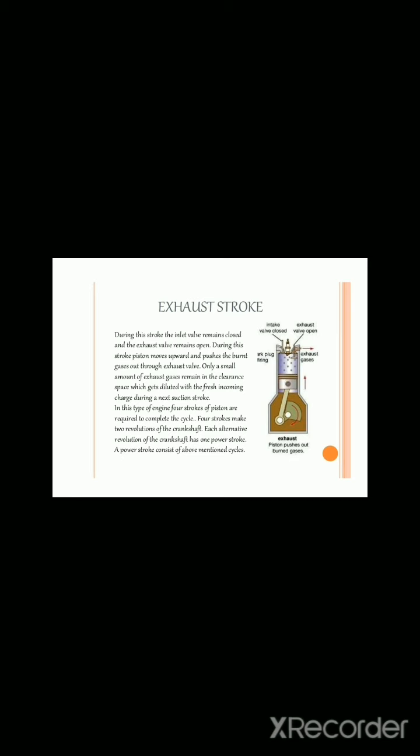In this type of engine, four strokes of the piston are required to complete the cycle, which makes two revolutions of the crankshaft. Every alternate revolution of the crankshaft has one power stroke. A power stroke consists of the above mentioned cycles. The important parts are spark plug firing, intake valve closed, exhaust valve open, and exhaust gases. The exhaust piston pushes out burnt gases.